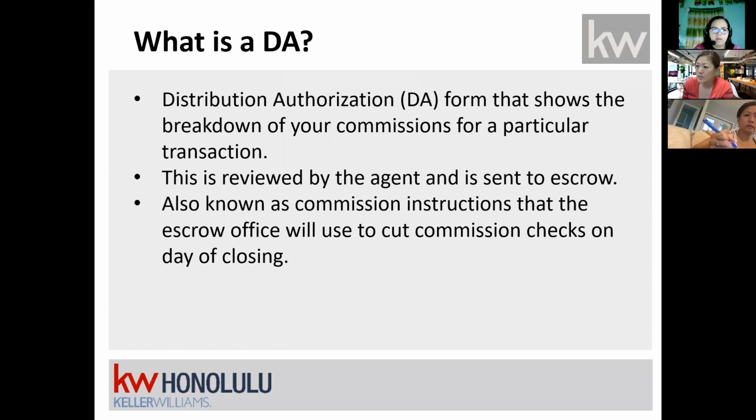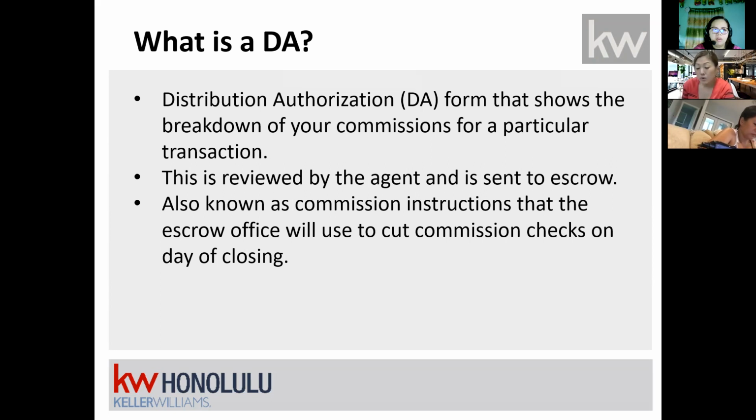Escrow officers usually call it commission instructions, but we call it DA. They need the DA in order to cut checks for your closing. If you don't provide them the DA, they're not going to be able to distribute the commissions from your transaction. So that's what the DA is.